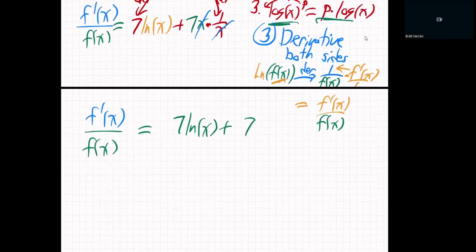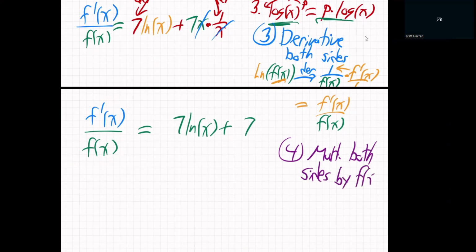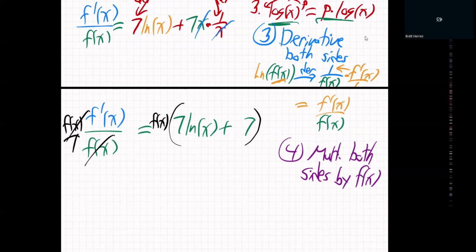Now, are we done? You think, well, that's the answer. Not quite. f prime is not alone yet. Remember, we're trying to find f prime. If this is f prime over f, we want f prime alone. So our last step, step number 4, multiply both sides by f of x. So f of x over 1 cancels, and then the whole right side also gets multiplied by f of x. I just multiplied both sides by f of x to get this to cancel out, so f prime will be alone.